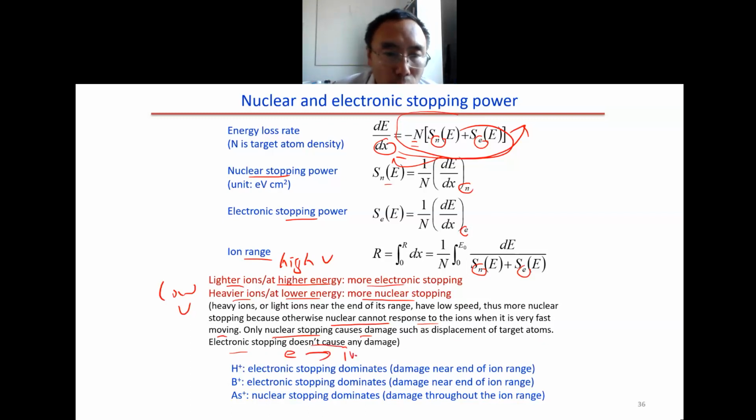For example, with a hydrogen ion, which is very light, electronic stopping dominates, and there will be damage only near the end of the ion range, when it becomes slow and has lower energy. The same goes for boron. Boron is also electronic stopping dominant, so there will be damage only near the end of the ion range. But arsenic is a heavy ion with low speed, so nuclear stopping dominates. There will be damage throughout the ion range.